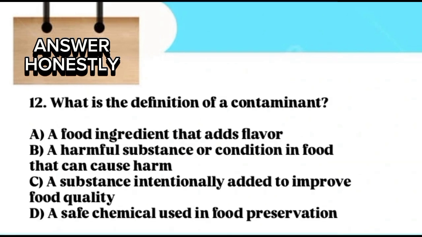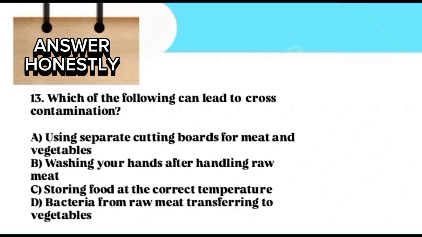12. What is the definition of a contaminant? A. A food ingredient that adds flavor. B. A harmful substance or condition in food that can cause harm. C. A substance intentionally added to improve food quality. Or D. A safe chemical used in food preservation. Question 13. Which of the following can lead to cross-contamination? A. Using separate cutting boards for meat and vegetables. B. Washing your hands after handling raw meat. C. Storing food at the correct temperature. Or D. Bacteria from raw meat transferring to vegetables.